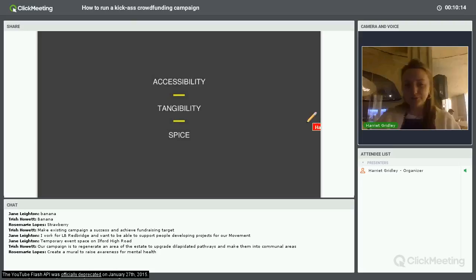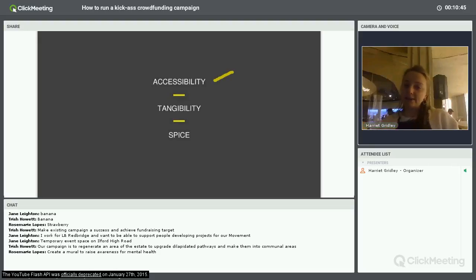And the second thing is tangibility. So by this, we refer to your project being easily delivered, if you like. So if you are talking about a project that won't be delivered for another 5 years, then no one is really going to want to pledge to your campaign, because they can't see themselves getting that thing straight away. So crowdfunding is all about, it's consumerism at the end of the day.